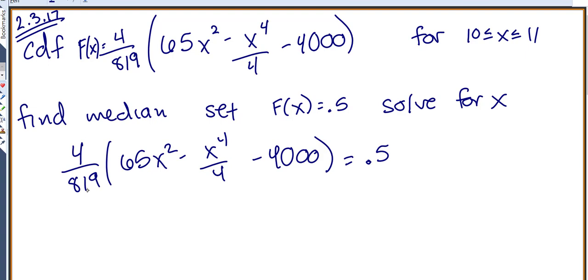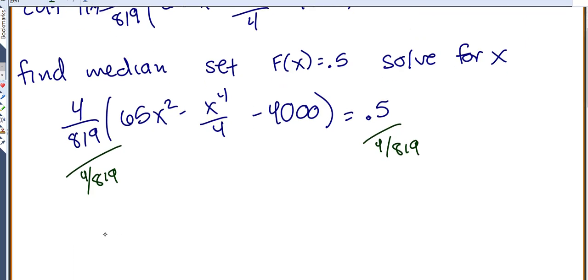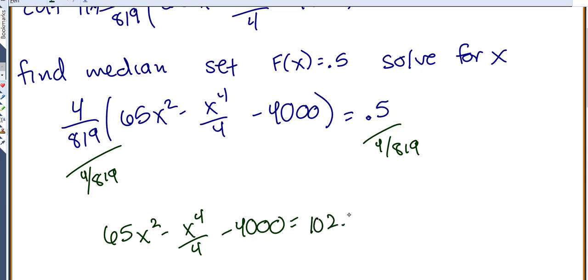Now, just because I don't like this 4 over 819, I kind of want to switch everything to decimals. I am going to divide both sides by 4 over 819, and I'm just going to do that in my calculator. I really don't have to worry about it. We'll divide this side by 4 over 819 and just switch it to a decimal, much simpler. So we'll get 65x squared minus x to the fourth over 4 minus 4,000 equals 102.375.